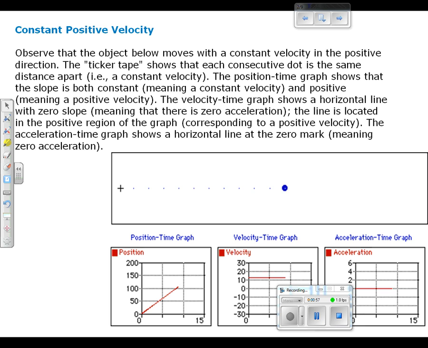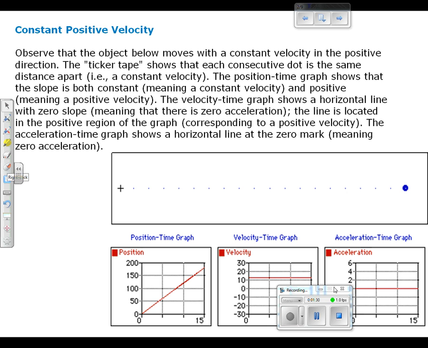I don't care if the number of dots matches or not. All I care is that the dots are evenly spaced. The position time graph shows that the slope is both constant, meaning a constant velocity, and positive, meaning a positive velocity. The velocity time graph shows a horizontal line with zero slope, meaning that there is zero acceleration. The line is located in the positive region of the graph, corresponding to positive velocity. The acceleration time graph shows a horizontal line at the zero mark, meaning zero acceleration. Now, if you're currently drawing, you need to stop and listen.